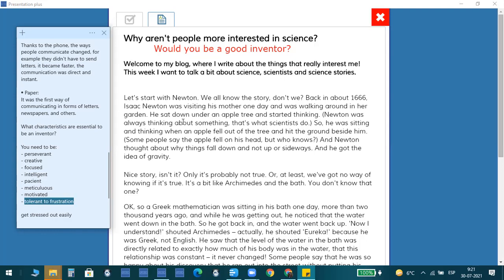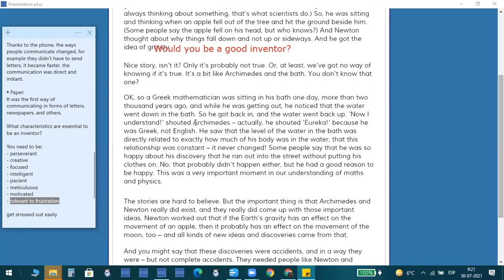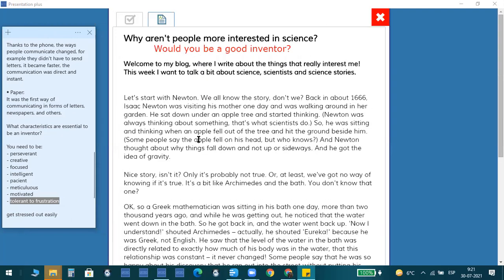Okay, let's have a look at this piece of reading. And what we're going to look at are the stories of Newton and the stories of Archimedes. Okay, let's have a look.